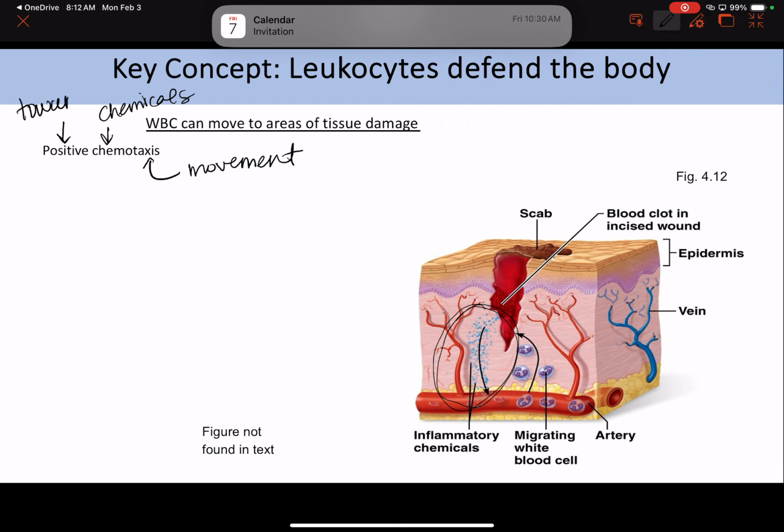So positive is towards, chemo is chemicals, and taxis is movement. So again, it's a movement towards a chemical signal.